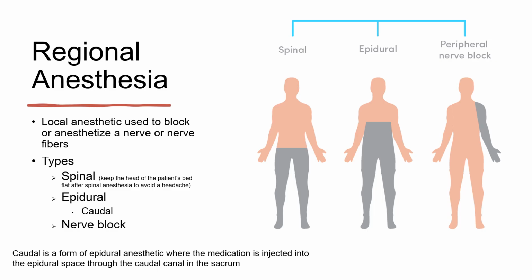So you can see in the picture, spinals are usually done for the lumbar spine and down. Epidural, typically if you need it a little higher. And then a peripheral nerve block is where they inject the anesthetic for just a small part of the body. So the patient is only anesthetized for that certain area that they're working on.